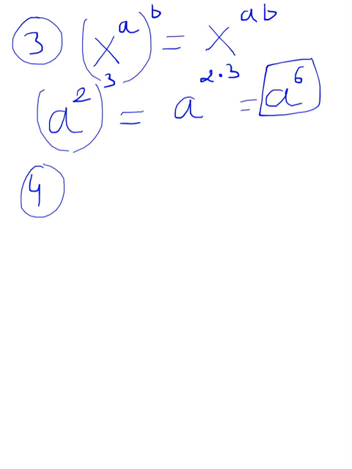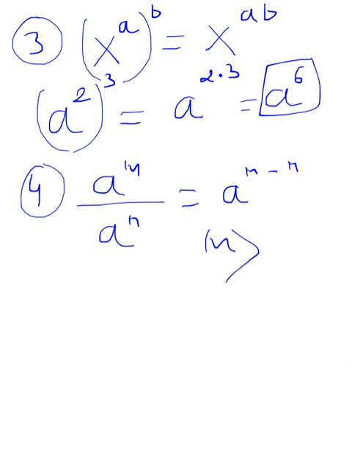Rule number 4, we're going to talk about the quotient. So let's suppose we have a to the m over a to the n. Now here we take the exponent of the numerator minus the exponent of the denominator. So it's going to be a to the m minus n. And m must be bigger than n, right? Must be larger than n.